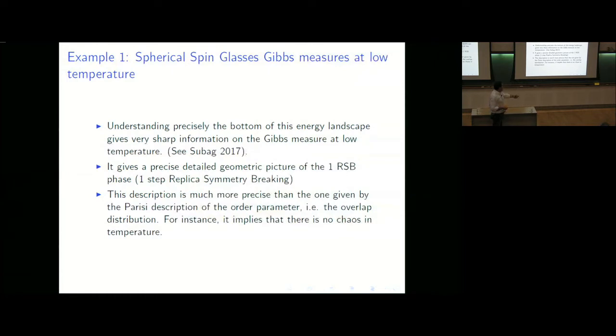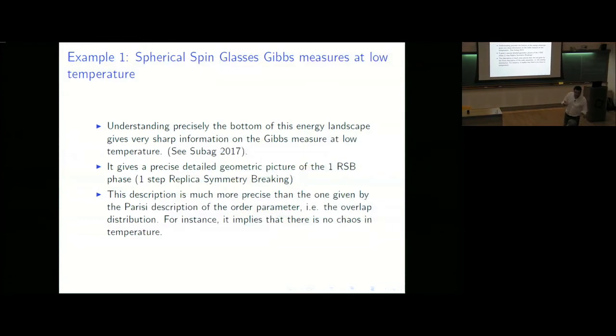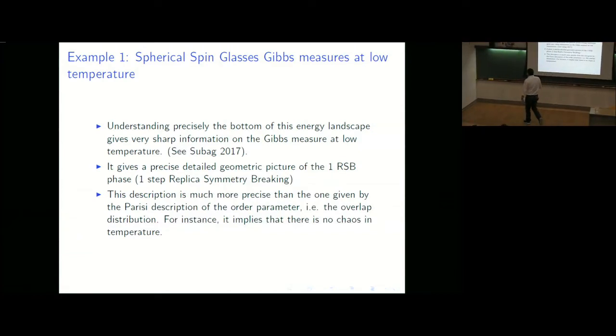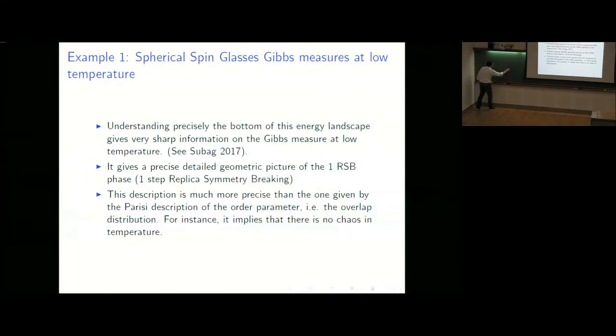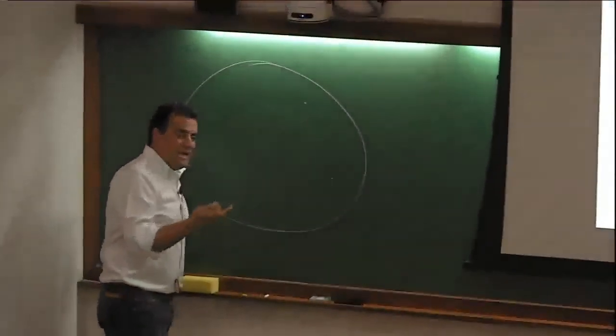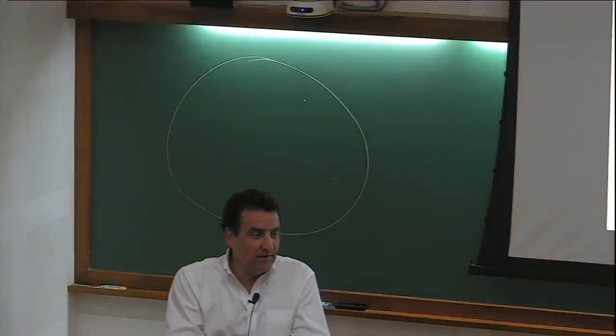For instance, it implies that for the pure case, there is no chaos in temperature. Right? For those who know what that means, it says the following. Here's a picture. Of course, I cannot draw, like Mark, I cannot draw in dimension n. So this would be a sphere in dimension n. Okay, that's the best I can do. And then what you find here is that the deepest minima, you can describe exactly their height, their values.